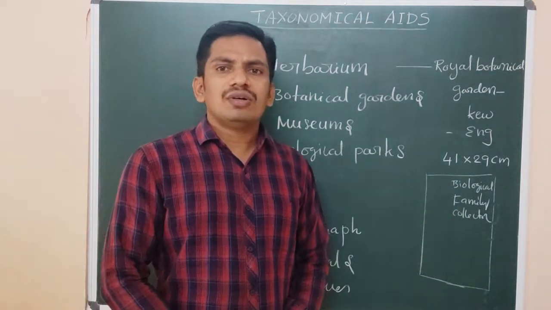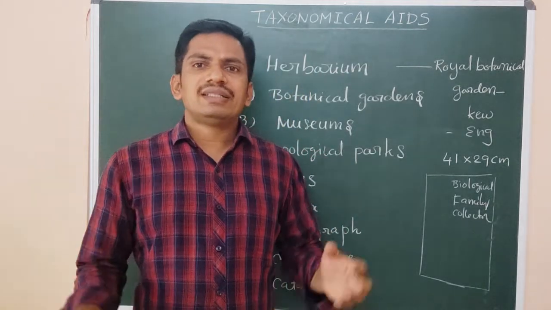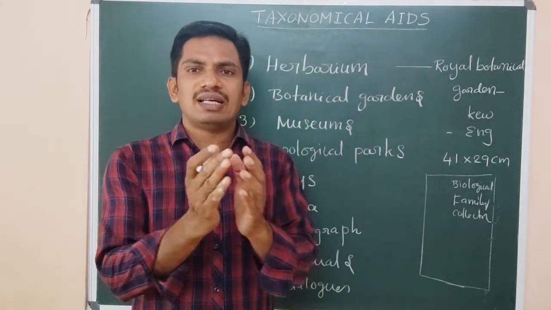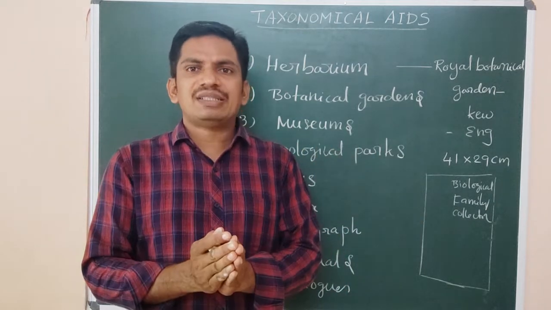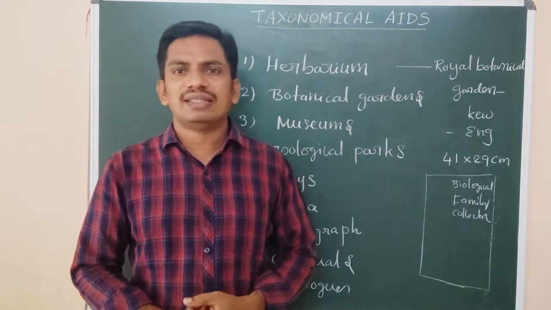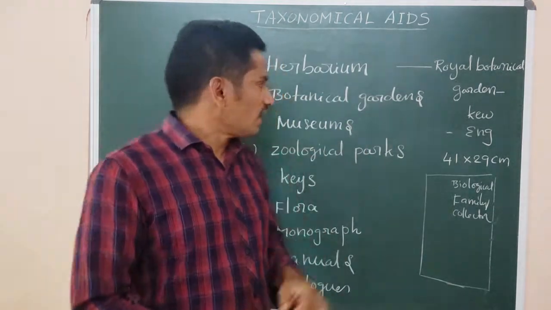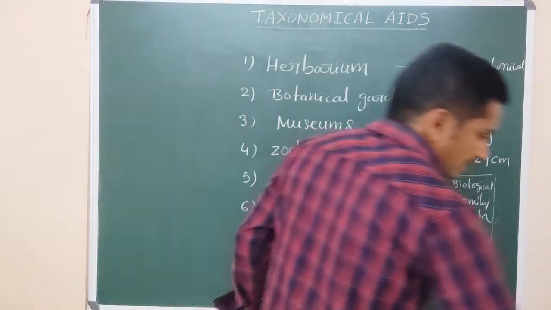And right now you know a number of digital herbariums are also available, right? You can go through that. You can get all the plant species, their leaf structure or flower structure, whatever it is. A digital library is also available in the form of a herbarium, right? Next one, botanical gardens.